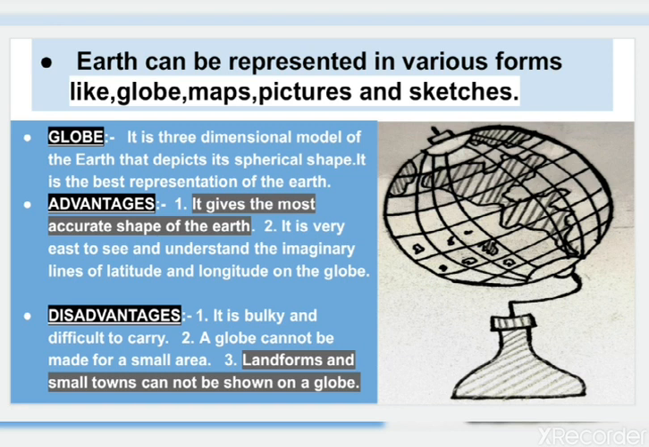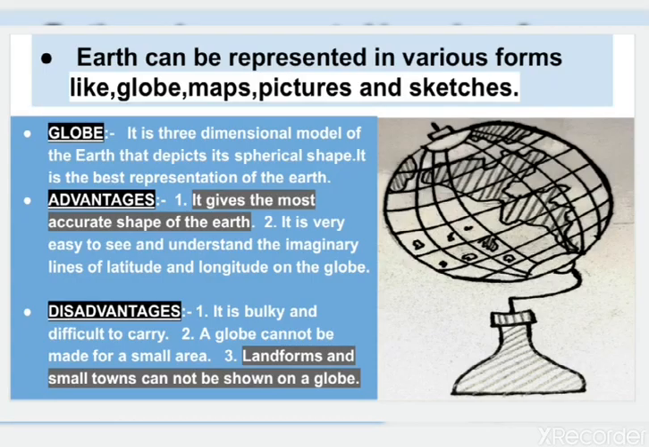Now, it is a three-dimensional model of the Earth that depicts its spherical shape. It is the best representation of the Earth. Now, let's learn its advantages. So, it gives the most accurate shape of the Earth, and it is very easy to see and understand the imaginary lines of latitude and longitude on the globe.